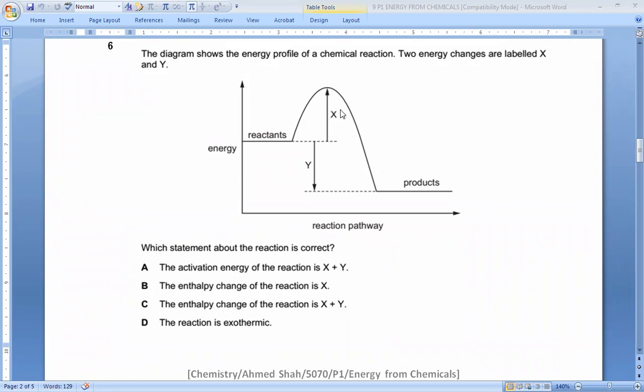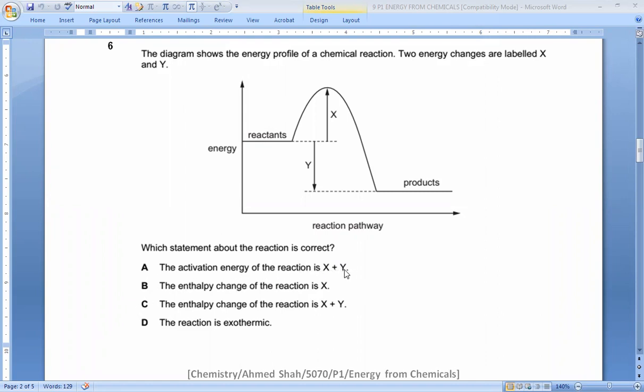This is the extra amount of energy which is needed to convert the reactants into products. That is why when heat is absorbed, it is called endothermic. But these reactants convert into products by releasing an extra amount of energy. Initially, some amount of energy is absorbed and then energy is released. So this energy profile diagram is for an exothermic reaction. Which statement about the reaction is correct?